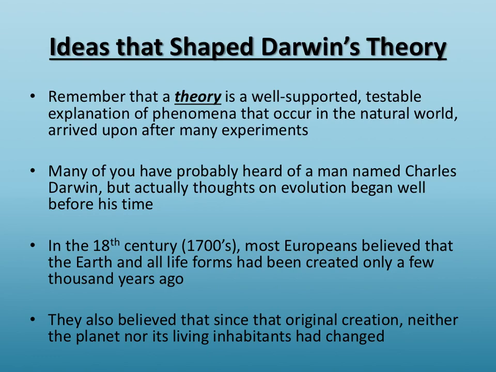Don't forget what a theory is. That was also chapter 1, right? Remember, a theory is a well-supported and testable explanation of something we see in the natural world. And it's supported by just tons of data. This color is hard to see, I know. Just supported by tons of data.